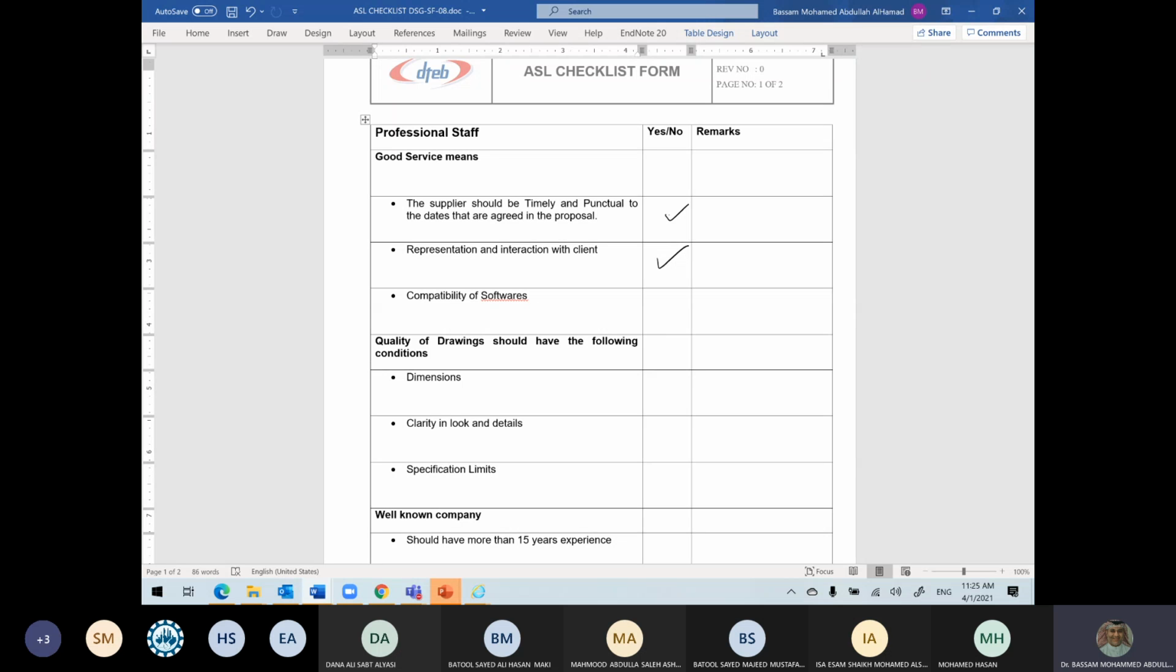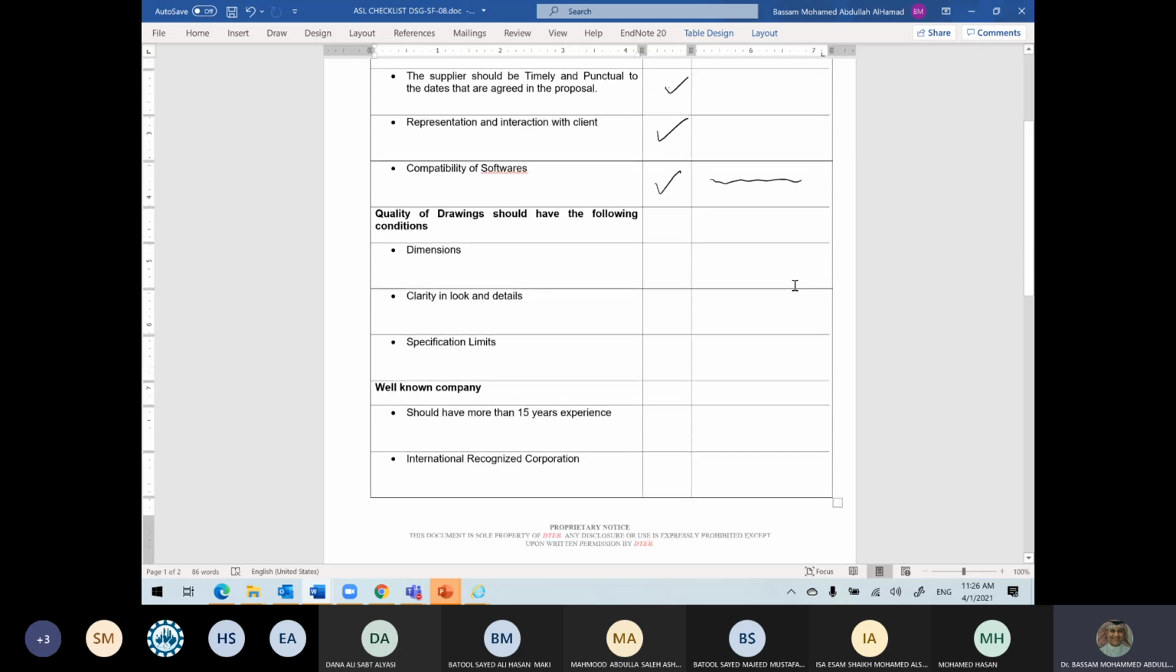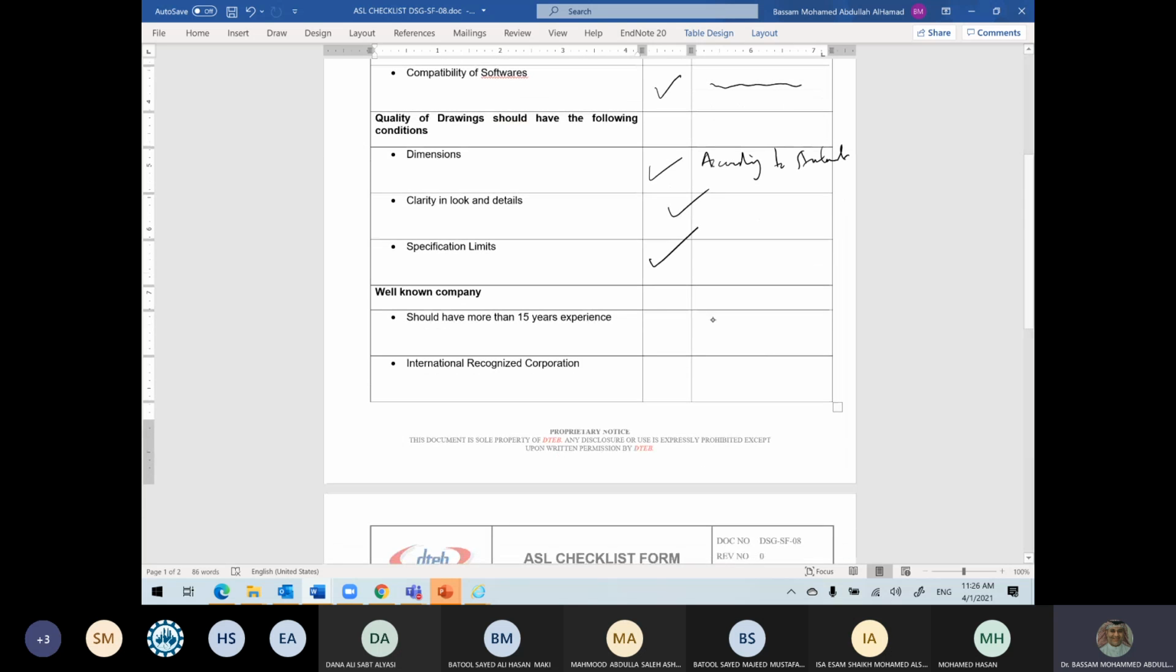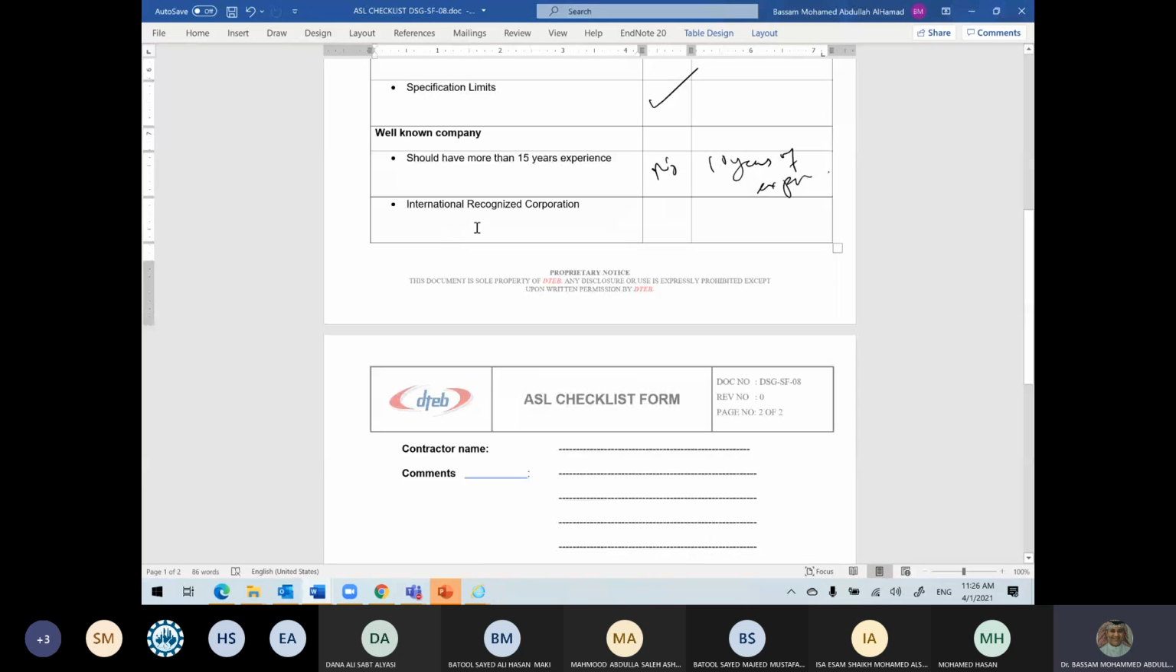Compatibility of software, well, they are compatible, and maybe you want to write a remark. The quality of drawings, they have very good drawings according to standards. For example, clarity in look and details, good. Specification limits, I'm very happy. Should have more than 15 years experience. No, they have only 10 years of experience. Okay. For example, I'm just saying examples. Internationally recognized corporation, no, it is not internationally recognized. It is a national company.